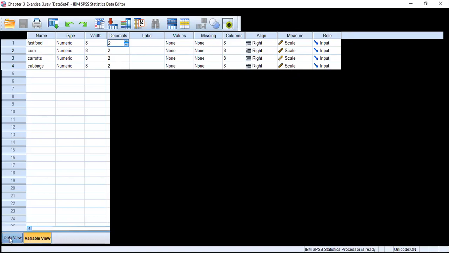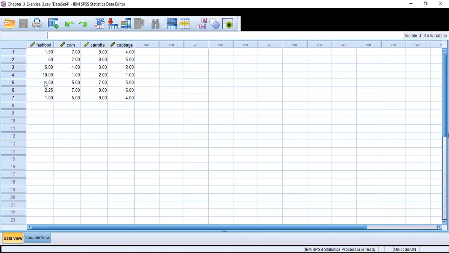And if you look at the data view, it is given here. The first variable is how many times you consumed fast food in a given week. So 1.5 times, half times, 5 times, 10 times, 4 times, 2.25 times, and 1 time. Whereas corn, rating out of 10, is 7, 7, 4, 1, 5, 7, 5. Carrots 8, 8, 3, 2, 7, 8, 9, and cabbage on a scale of 10 is 4, 5, 2, 1, 5, 6, 4. So this is the data given to us.